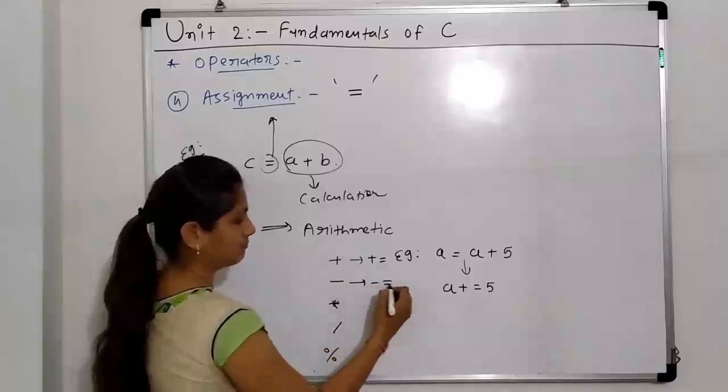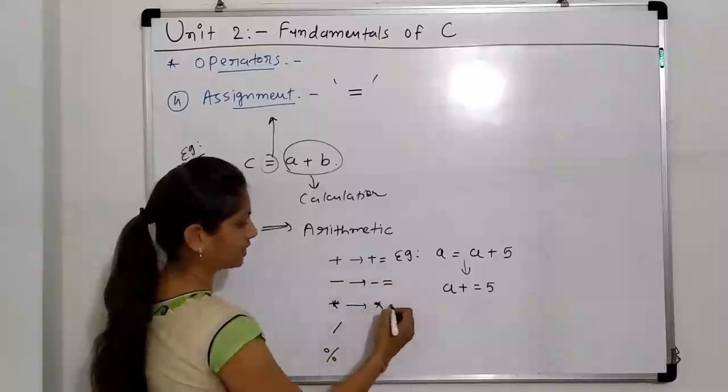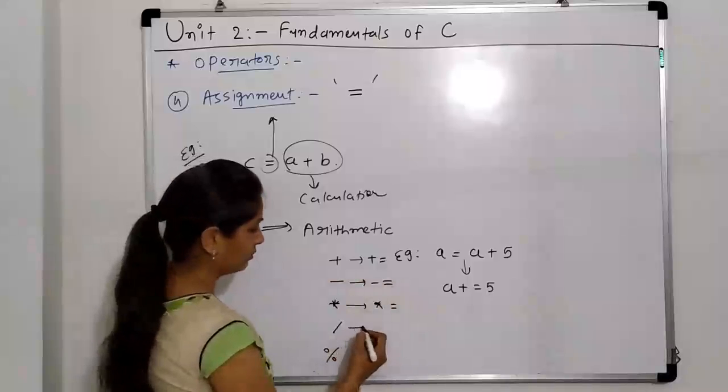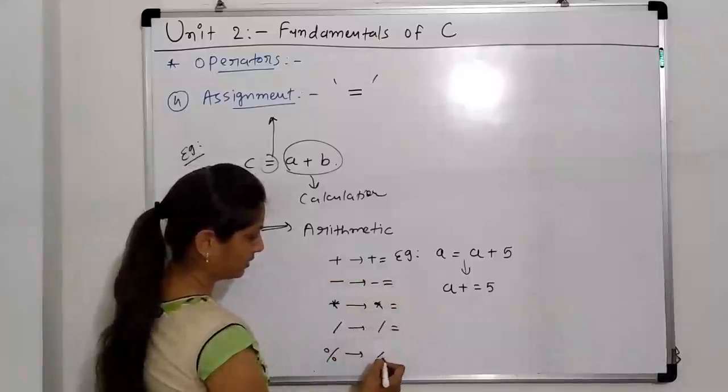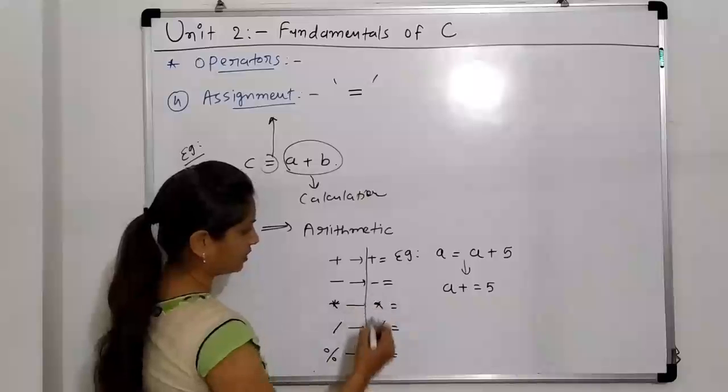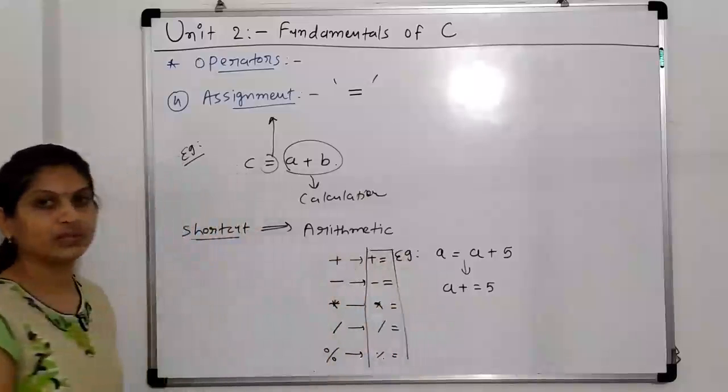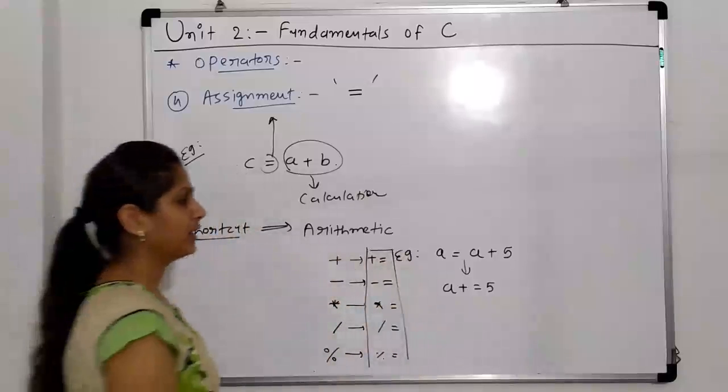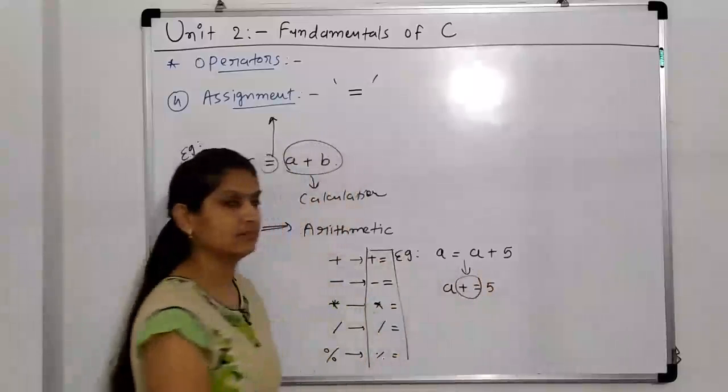For minus, minus equal to. For multiplication, multiplication equal to. Divide equal to, and modulo equal to. So these are the shortcuts with an assignment operator, and this is the example.